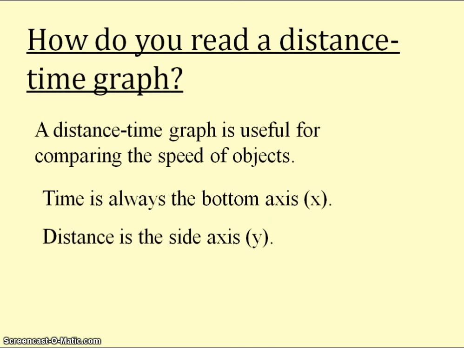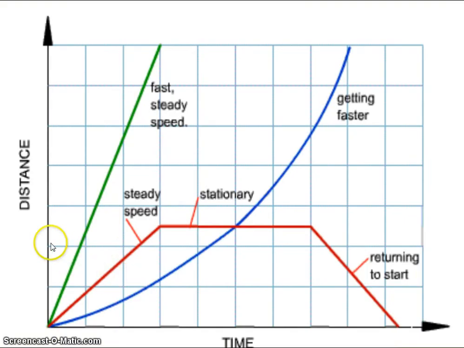How do you read a distance time graph? A distance time graph is useful for comparing the speed of objects. In a distance time graph, time is always on the bottom x-axis. Distance is on the side y-axis. Here's an example. Notice distance is on the side, time is on the bottom, and we have 3 different vehicles here. You can think of these as bikes, or even as people running.